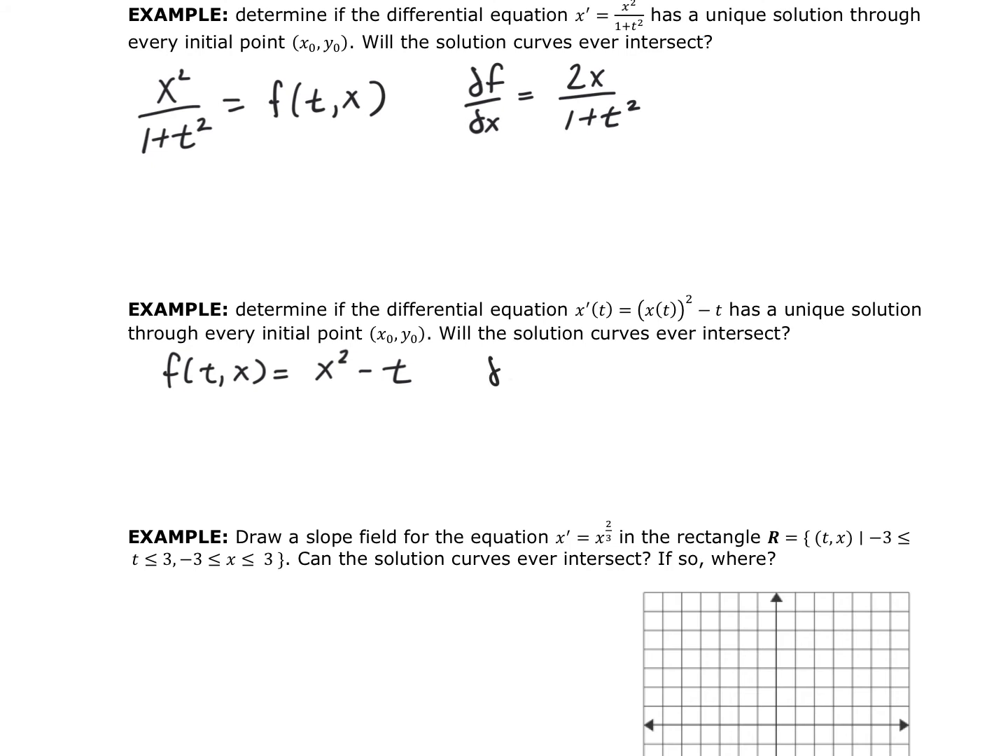And my partial derivative with respect to x of this function is 2x. These are both continuous for all t and x. There are no points of discontinuity. There's no division by 0. Then we know that the solutions will be unique through any initial point, and the solutions will never intersect.